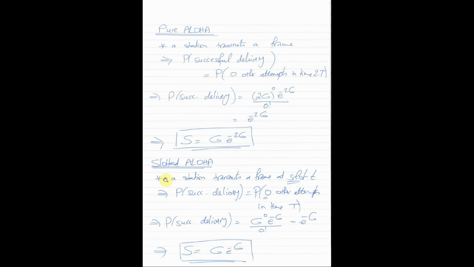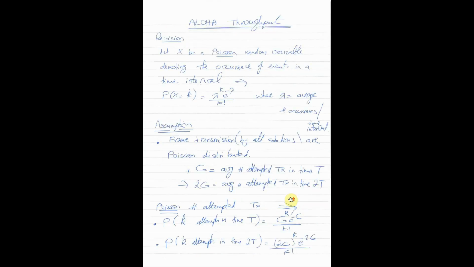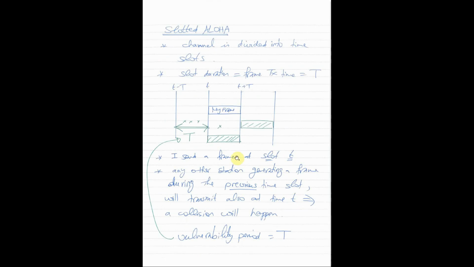Imagine, for simplicity, that I have started transmitting a frame at a certain time slot. What is the probability that my frame is successful? It is the probability that nobody else attempts to transmit, but during time t only. Why time t? Because in slotted Aloha, the vulnerability period was only t.